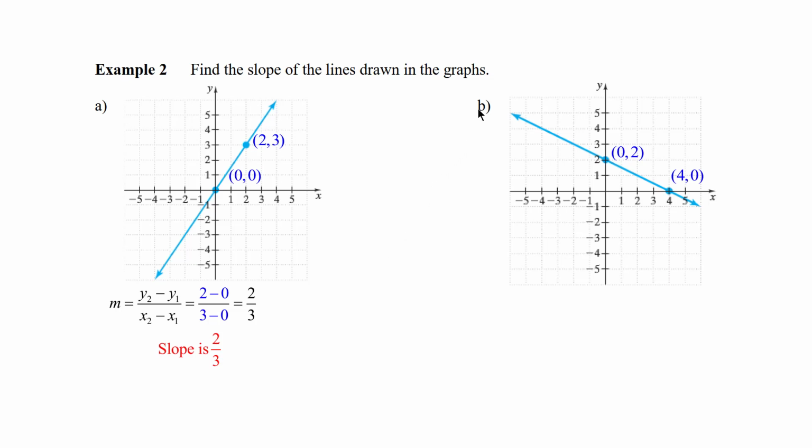Moving on to part B, we're given a line with 2 points. The first point is 0, 2, and the second point is 4, 0. Again, we just use our slope formula. So my first point, 0, 2, will be my x1, y1, and my second point, 4, 0, will be my x2, y2. Plugging in these values into our slope formula, we get 2 minus 0 divided by 0 minus 4. This equals 2 divided by -4, which simplifies and gives us -1/2. So our slope for this line is -1/2.